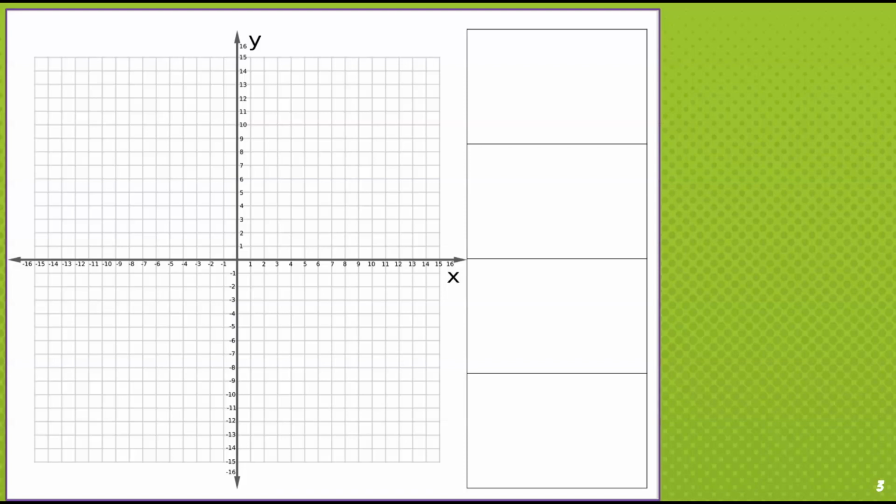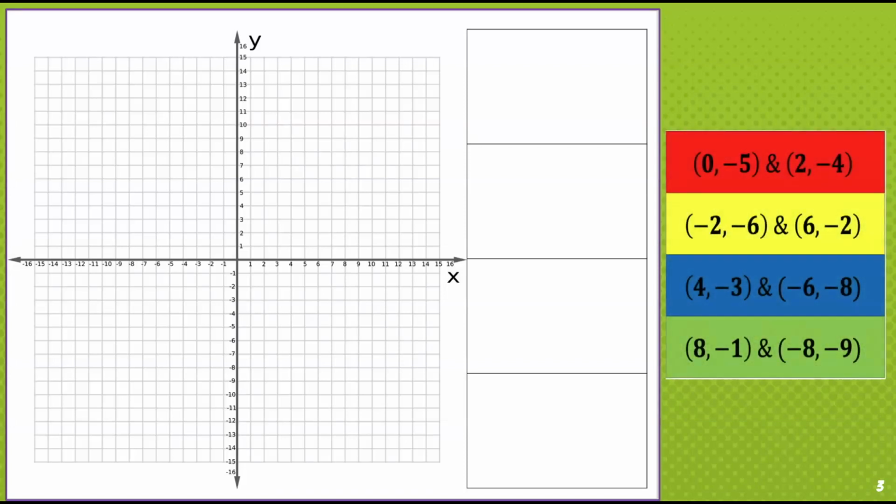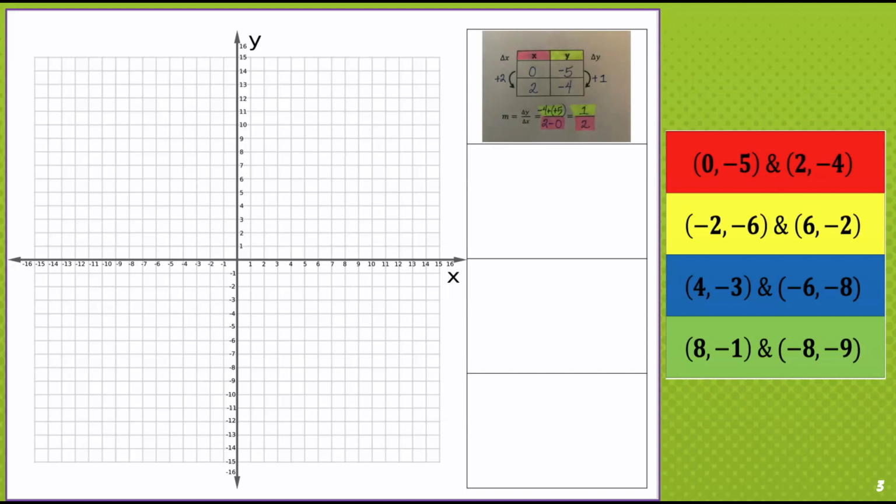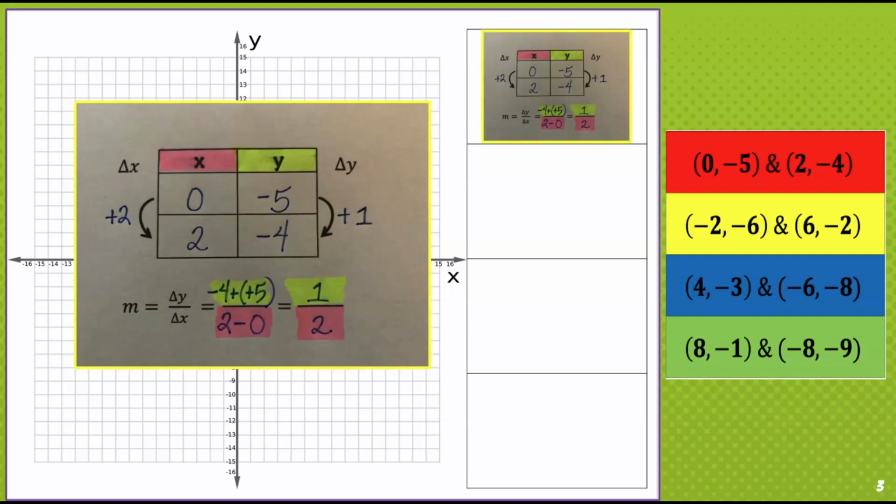So in this lesson, each group of students would be given a set of ordered pairs, and they would create a slope mini table for each set of points and graph those points on the line and then draw conclusions based on all of their evidence. So here's an example of a slope mini table, and I'm using this for the first set of points. Let's take a closer look at what a slope mini table looks like.